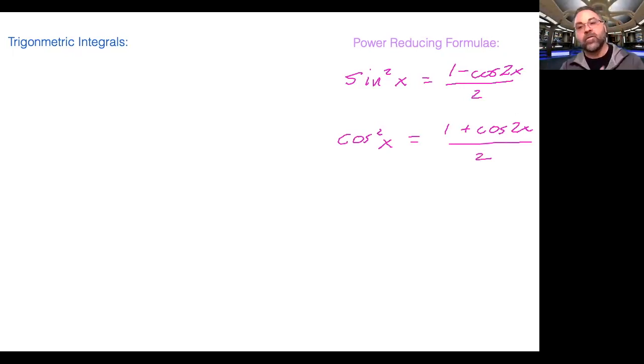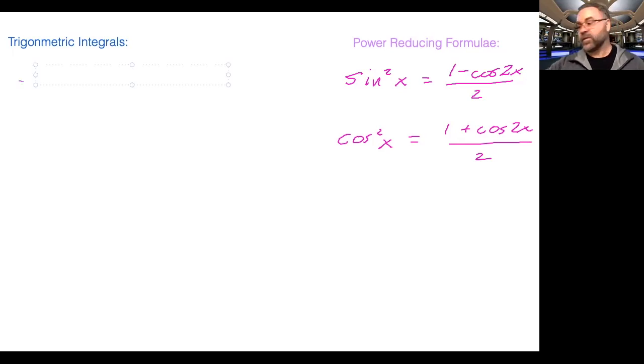Where those came from was a proof that we did back in pre-calc. Just know that they come from the Pythagorean identity, and you can check that out later if you want. But we really only are concerned with the fact that those two exist, and that's what they are. Because we're going to look at 3 possible scenarios for trig integrals, and the first set is going to be integrals involving sine and cosine.